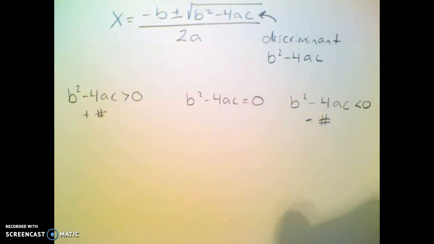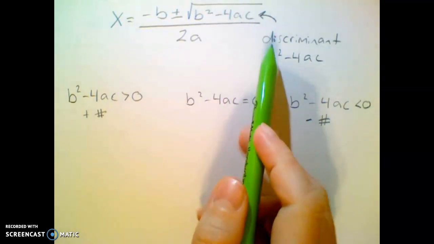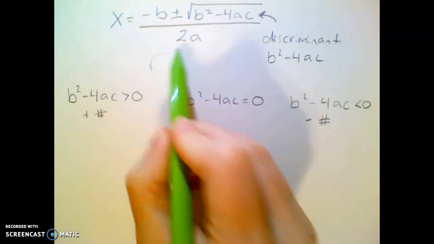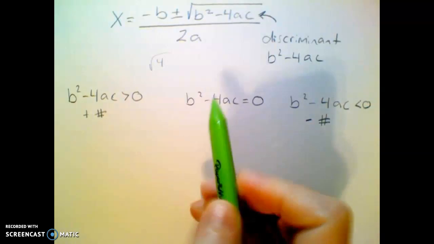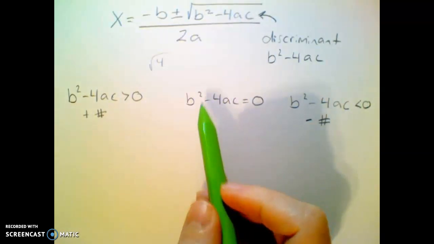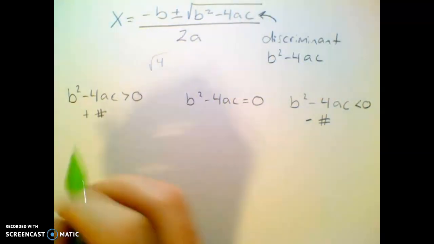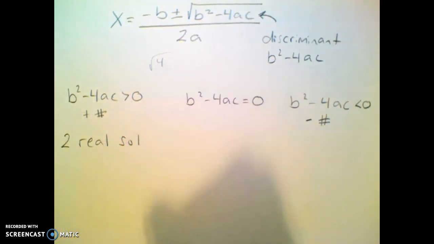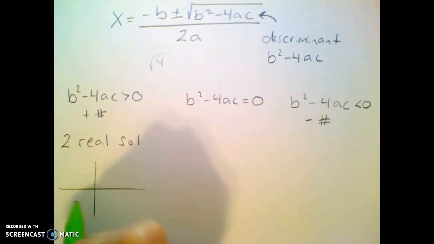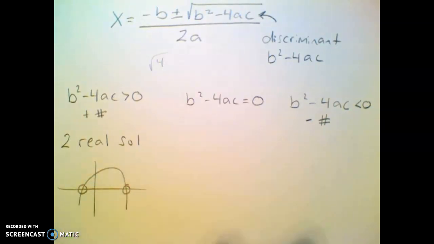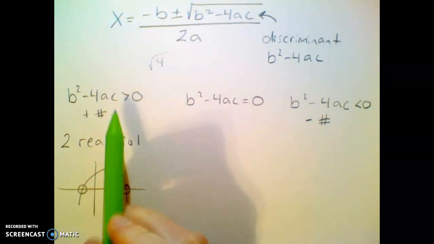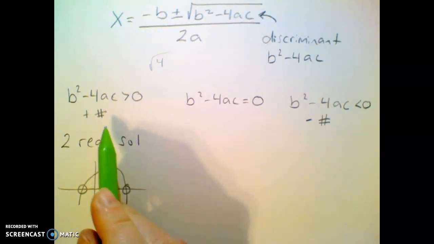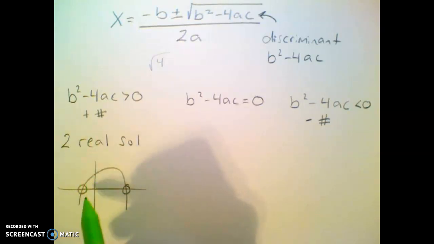So if we think about what that actually means, we know that the discriminant is inside of a square root. So if I have a number inside of a square root, say I have square root of 4, how many different answers do I get? Well, I'm going to get positive 2 and negative 2. So I'm going to have 2 real solutions, meaning if I were to graph this guy, he would cross 2 separate times. So if your discriminant ends up being a positive number, it's going to be 2 real solutions. And we'll talk about what the exact value of the number means here in just a minute.